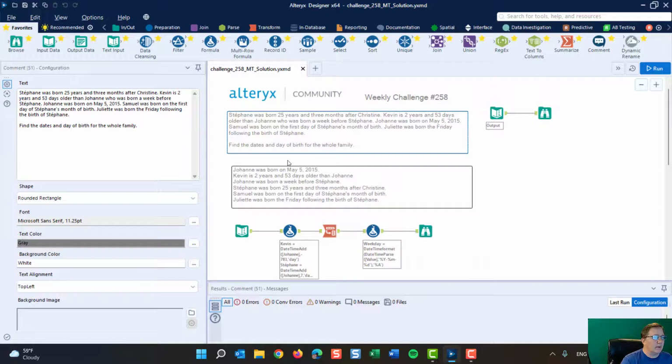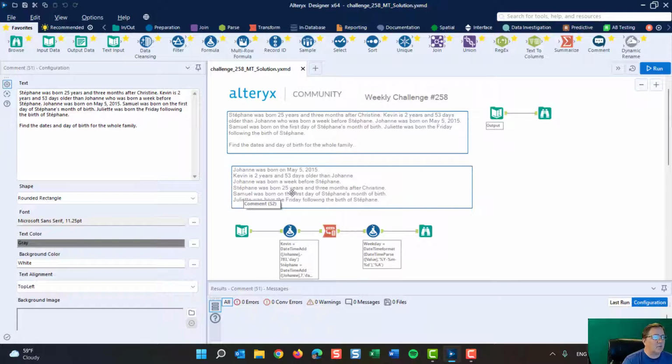Next, we look up here at the paragraph and see who else. Okay. Now, the sentence begins with Johan, but it's really talking about Stefan. Johan was born a week before Stefan, which means that Stefan was born a week after. Next, we talk about who else is related to Johan. There aren't, but now we know that we've got Christine related to Stefan. So Stefan was born 25 years and 3 months after Christine. So now that we've got Stefan, now we can find Christine.